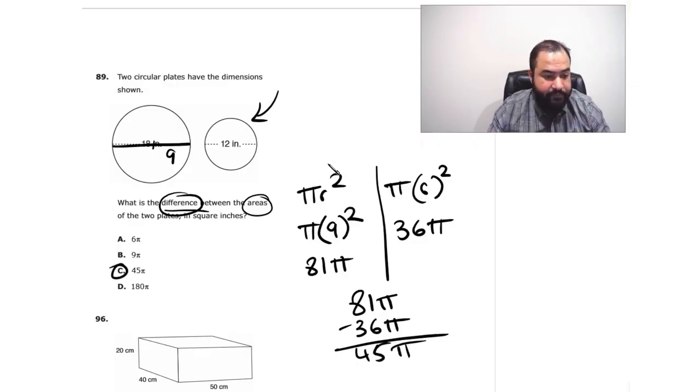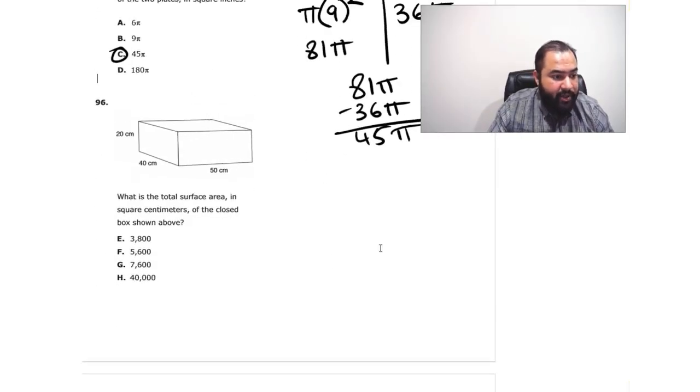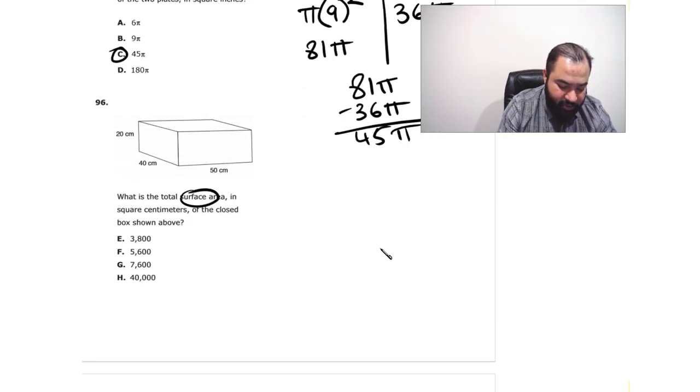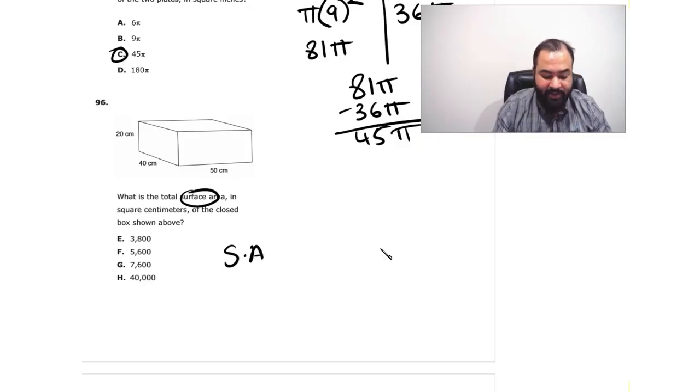And that's it. Simple. Now here, rectangular prism. They said, what is the total surface area? If you want to find the surface area of the rectangular prism, it's very easy. You could also find the area of each shape and add it, as I said, for the surface area.